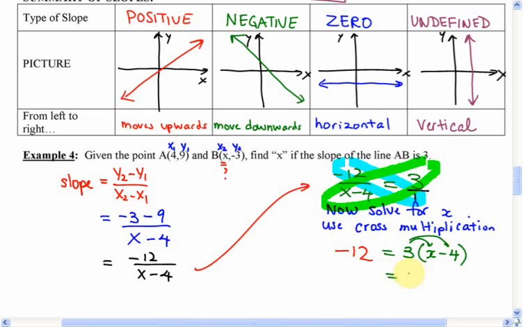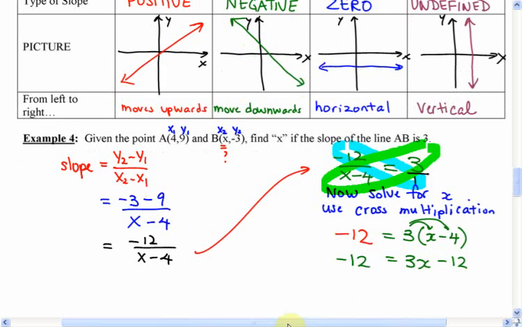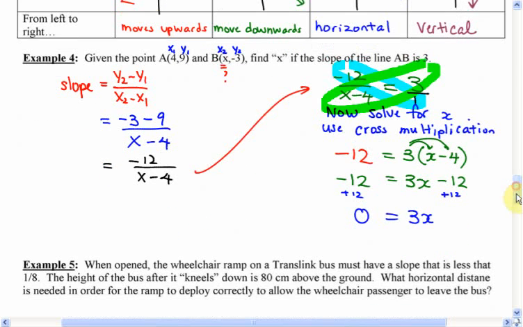3 times x is 3x. What's 3 times negative 4? Negative 12, yeah. Okay. How do you solve for x? Now it's algebra. Add 12, Gian says. Correct. We'll add 12 to both sides. Therefore, we get 0 equals 3x. What's next? I want to solve for x, not 3x. Divide everything by 3. What's 0 divided by 3? That's still 0. Very good. There you go. You solve for x. Ta-da! X is 0.